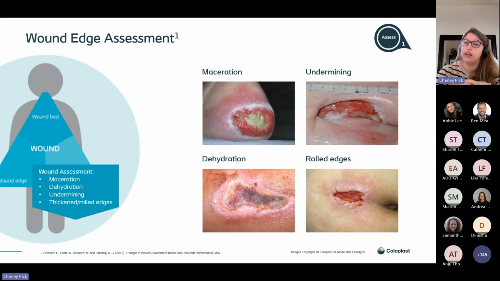Your undermining, you'll tend to see this with your patients that have got hard to heal chronic wounds, long-standing wounds, and it can be really difficult with your undermining edges to be able to get those wounds to heal. And your rolled edges, again, you'll tend to see in wounds that are chronic in their nature, and these patients may need to have surgery to remove those rolled edges and give us a fresh, clean edge to start again.